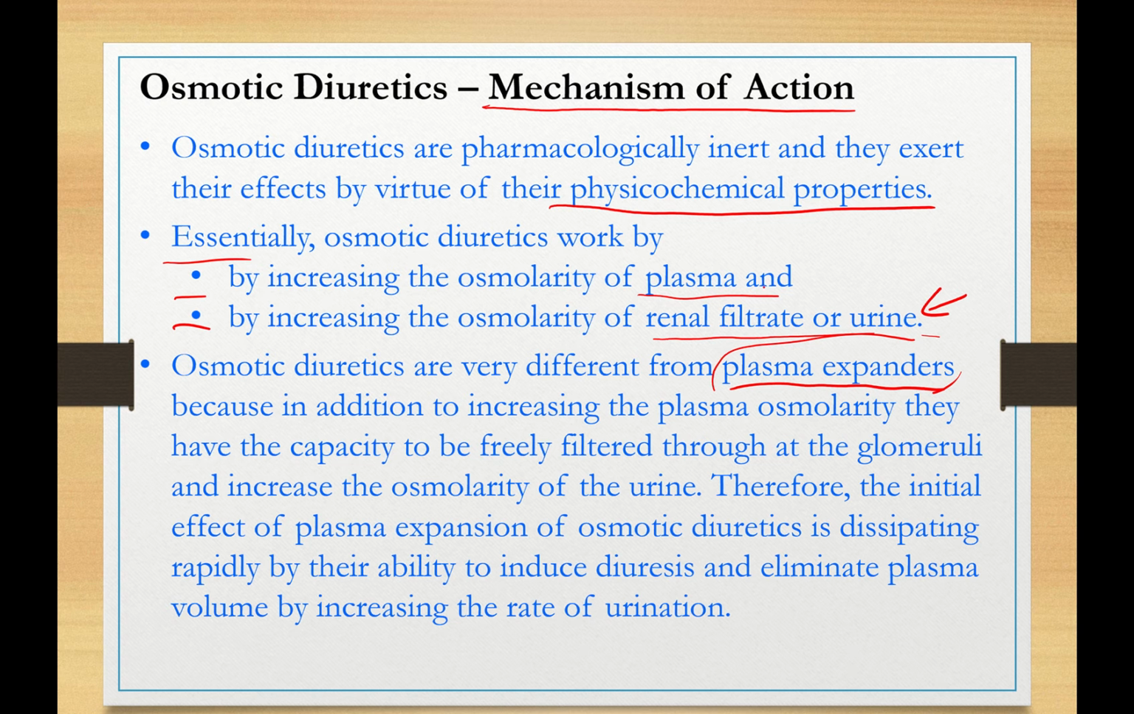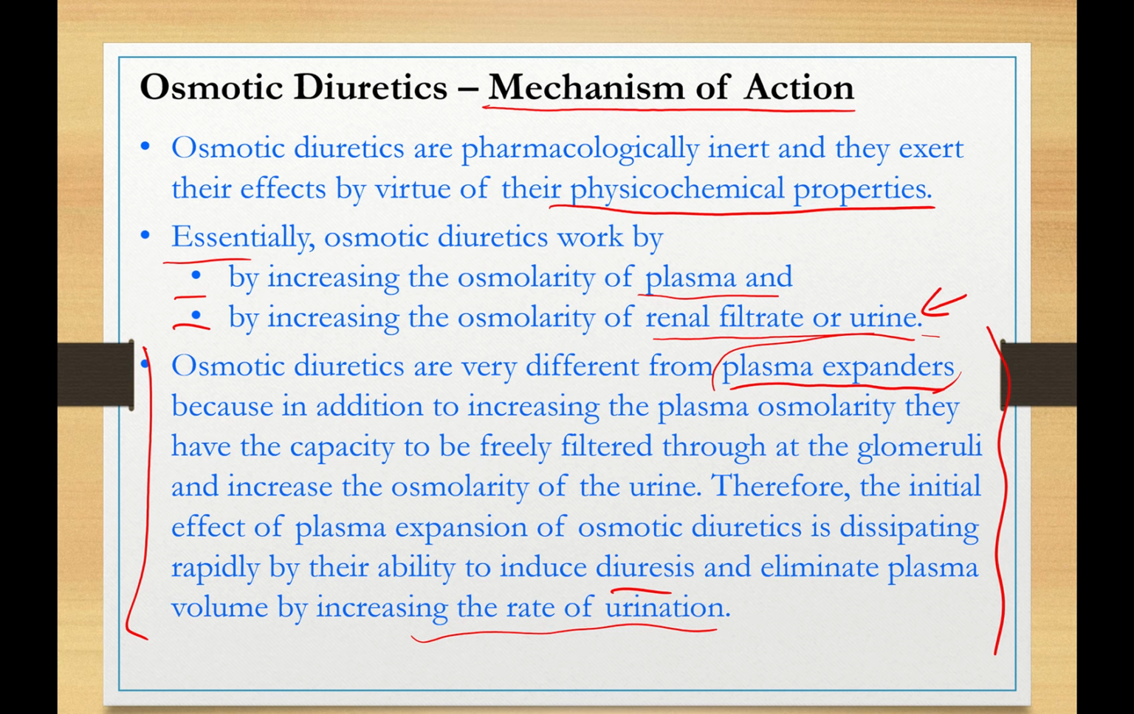Osmotic diuretics are very low molecular weight. They are filtered freely into the urine because of the high osmolarity of the urine, since the solute concentration is increased in the urine. They are able to eliminate plasma volume by increasing the rate of urination. So this is called diuresis, okay?